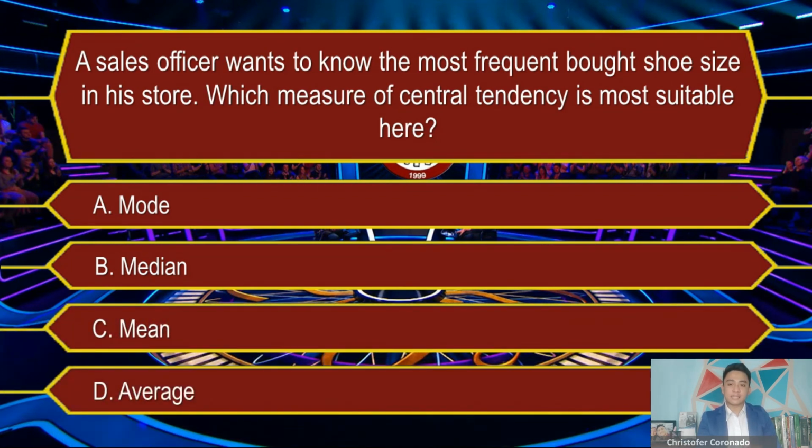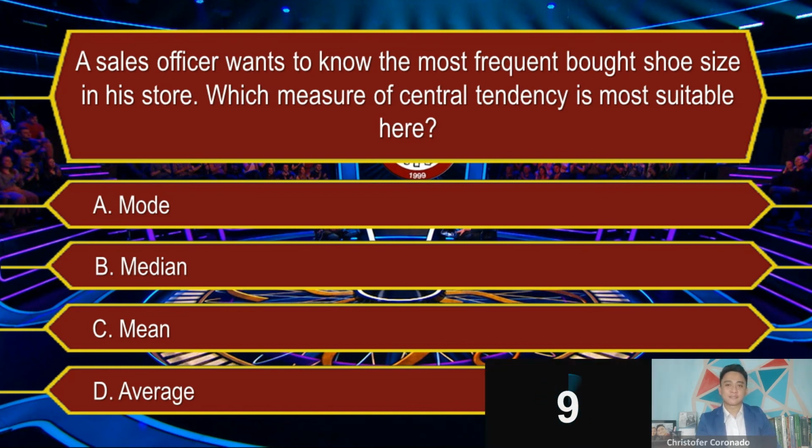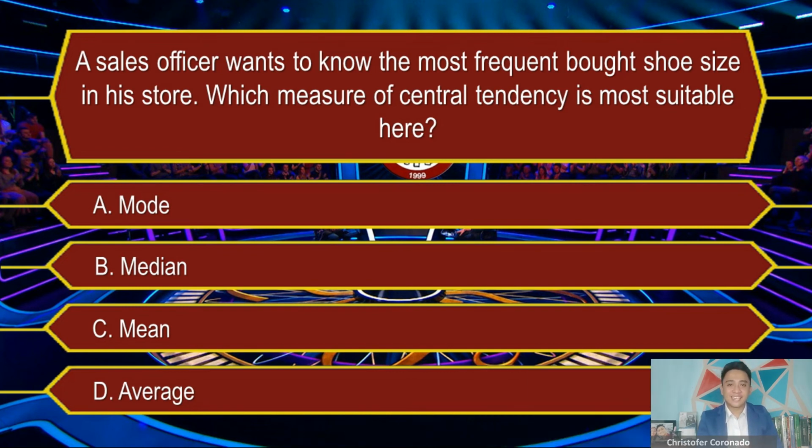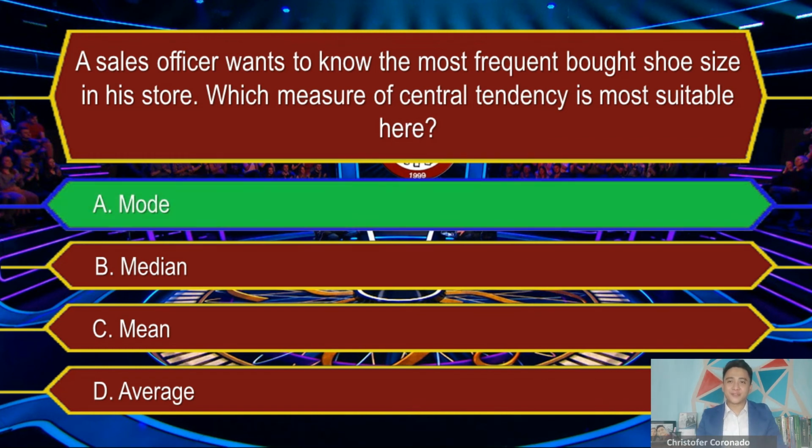I repeat, a sales officer wants to know the most frequent bought shoe size in his store. Which measure of central tendency is most suitable? Letter A, mode. Letter B, median. Letter C, mean. Or letter D, average. 10 seconds. Correct. It's letter A.